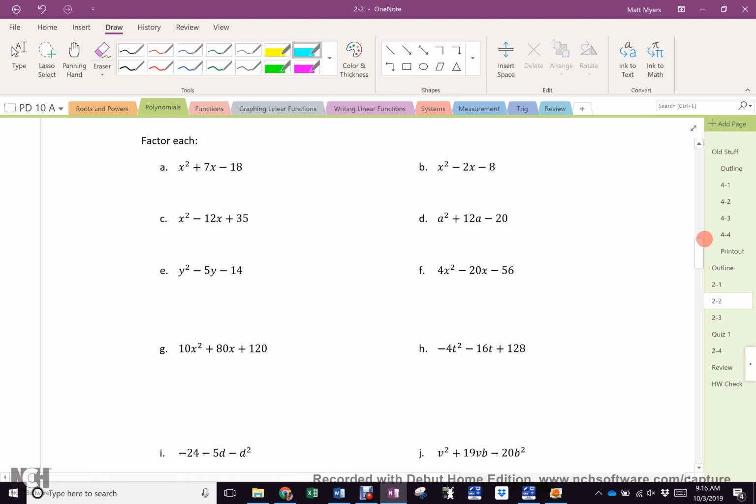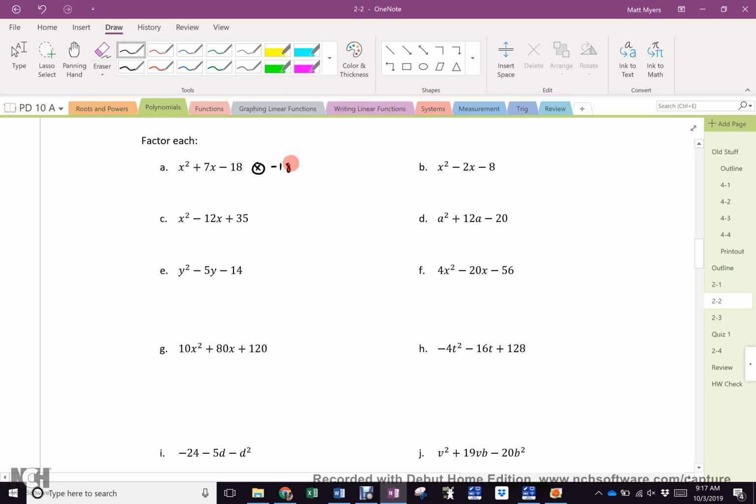Let's see if we can put this into action. You should be good to do A, B, C, D, and E really easily, right? Let's do the first one together, and then I'm going to let you do B, C, D, and E. What do I need to multiply to in the first one? 7.